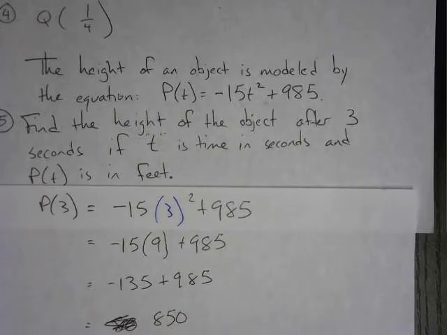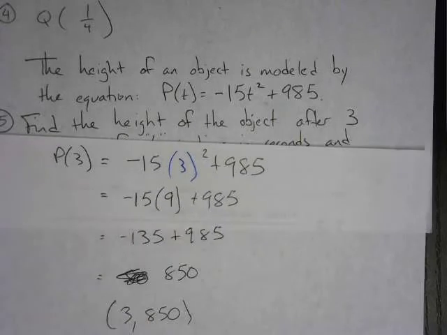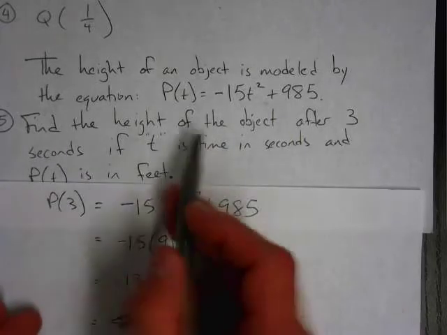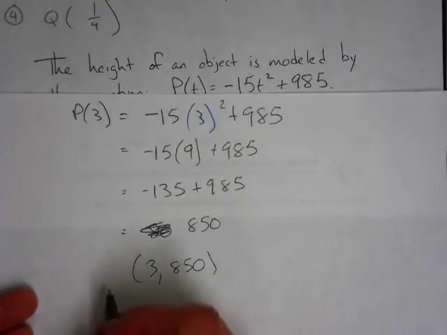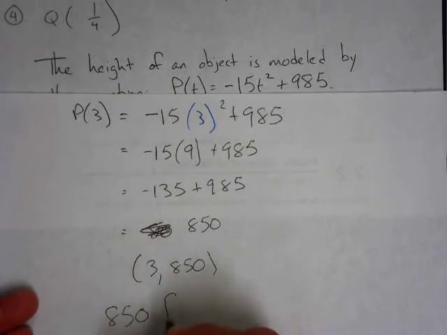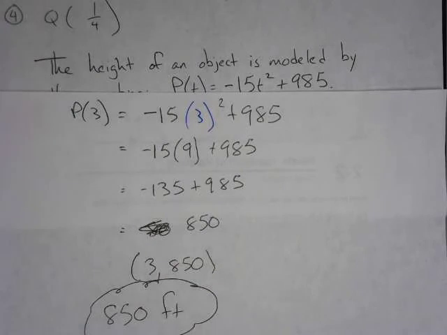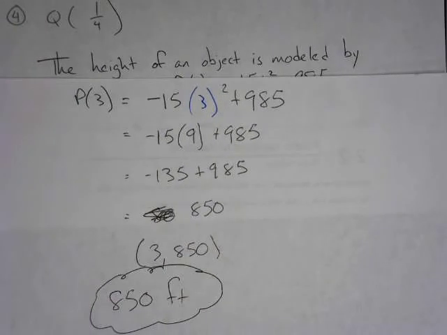But what is this? This is an ordered pair, right? So how are we going to answer the question? The question is asking, find the height. Well, the answer of the question is actually 850 feet. That's the answer of the question. So always make sure you answer the question. That is such an important rule to follow.